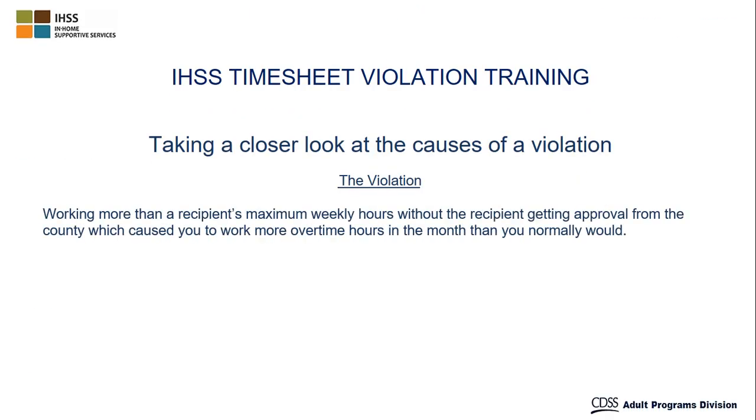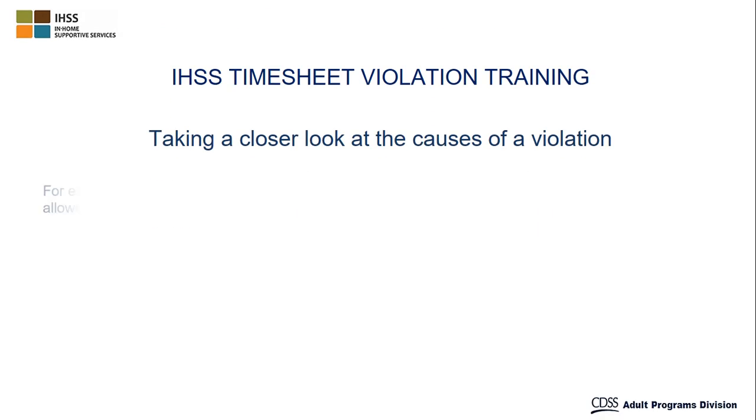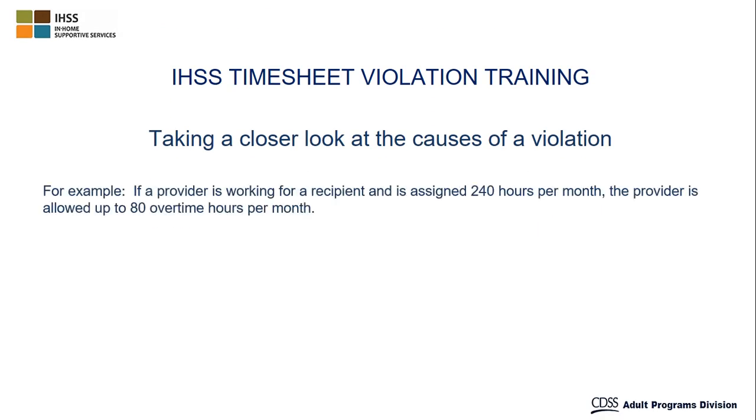Let's take a closer look at the monthly overtime violation. This means that providers have a limit to the amount of overtime they can claim during a month. For example, if a provider is working for a recipient and is assigned 240 hours per month, the provider is allowed up to 80 overtime hours per month. The 80 hours are calculated like this: 240 minus 160 equals 80.